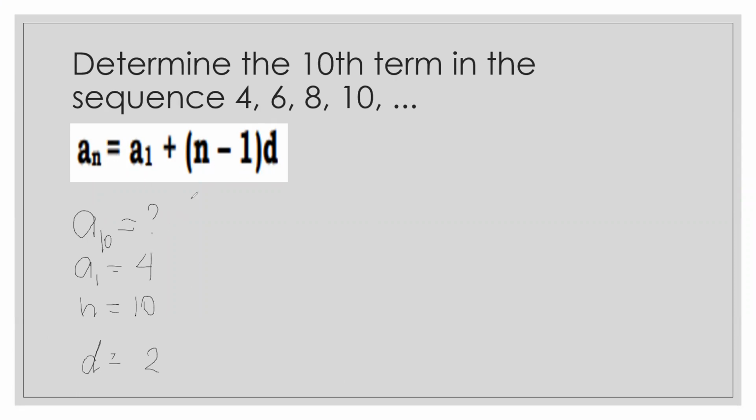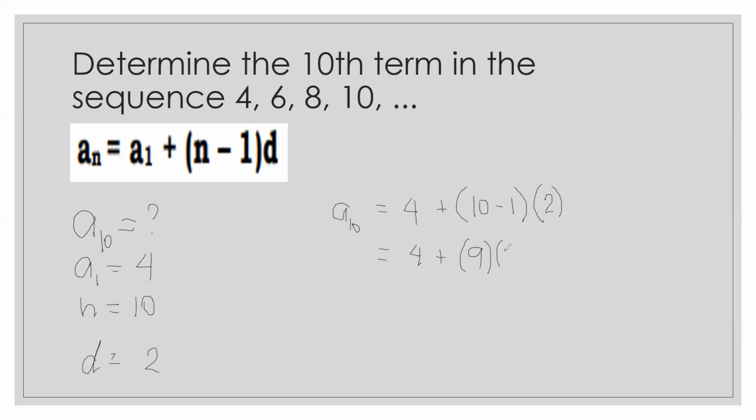So, following the formula, kailangan nyo lang sumulat sa formula. So, that is a sub 10 equals, what is a sub 1? a sub 1 is 4 plus anong n natin, which is 10, minus 1, times 2, which is our common difference. Okay? So, tandaan, PEMDAS tayo. Unahin ko muna ang parenthesis, kung ano nasa loob ng parenthesis. So, that's 10 minus 1. 9. It's 9. That's correct.